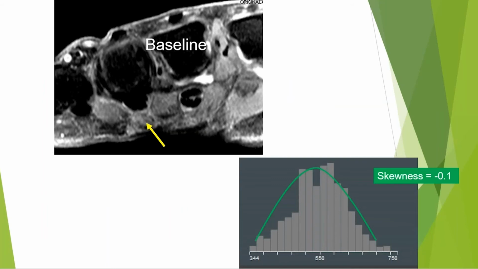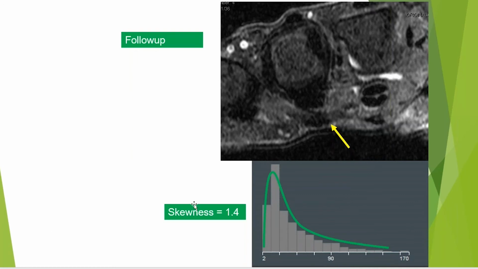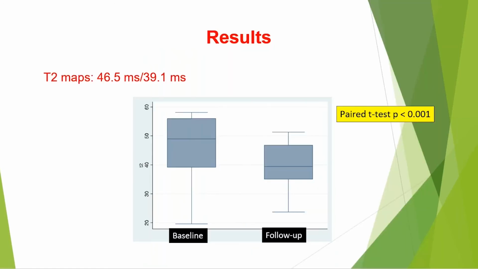Here is a pre-treatment T2 mapping of a Dupuytren study patient. And again, you see in the bottom right side of the slide, the normal distribution, which was basically 0 or minus 0.1. And then on the follow-up, you now see the increased skewness of 1.4 of that lesion, even though the size may not be significantly affected. So our T2 mapping, again, shows the decreased T2 intensity gradients on our patients when compared to tendon or muscle.